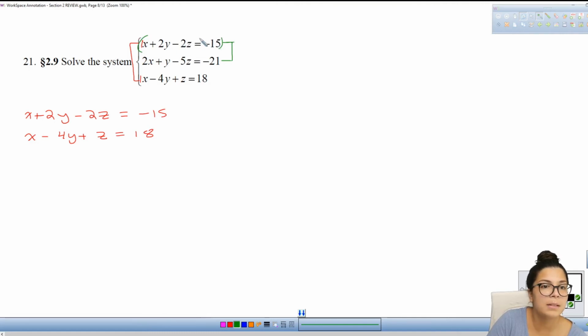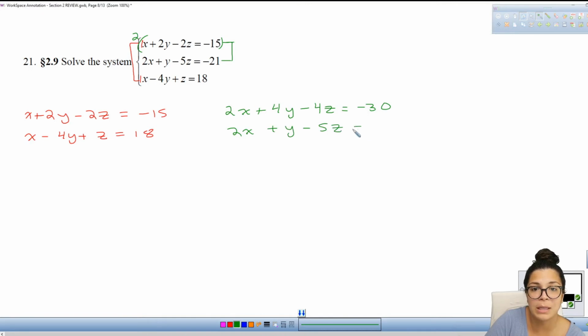So I'm going to multiply this by 2 as I write it down to group it. So 2 times x plus 4 times y minus 4 times z equals negative 30. And again, I just multiply that first equation by 2. That way now when I group it with the middle equation, which is 2x plus y minus 5z equals negative 21, the coefficient is the same. Because again, remember, with elimination, you do need to cancel out the same variable on both groupings.